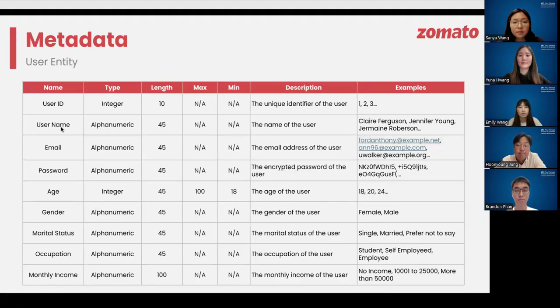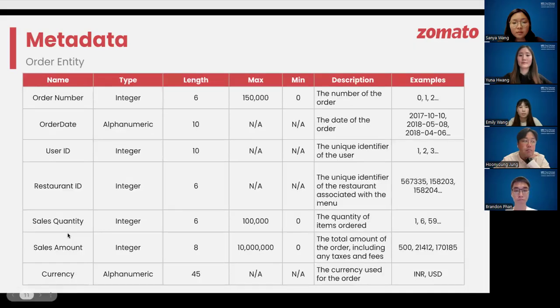Next, let's see the user entity. It stores some essential information of users. Each user is uniquely identified by a user ID, ensuring proper account management, and other key attributes include username, email, password, age, gender, marital status, occupation, and monthly income. The last entity is the order entity, and every order is assigned an order number, date, user ID, restaurant ID, sales quantity, sales amount, and the currency type to ensure accurate billing.